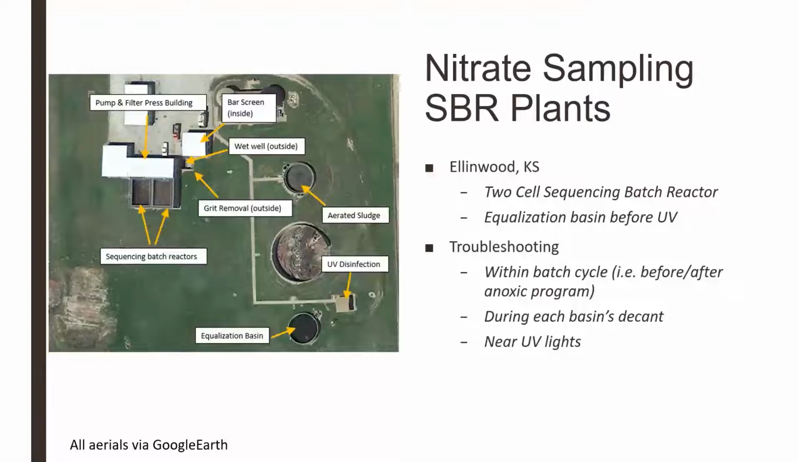With sequencing batch reactors, you also want to ensure that your various reactors are working properly. So one reactor may be working really well and another one may not be. So looking at the comparison of the performance between reactors, you'd typically be sampling each basin's decant. And then you might also want to sample near the UV lights because it's basically a composite sample at that point because of the equalization basin at this facility.